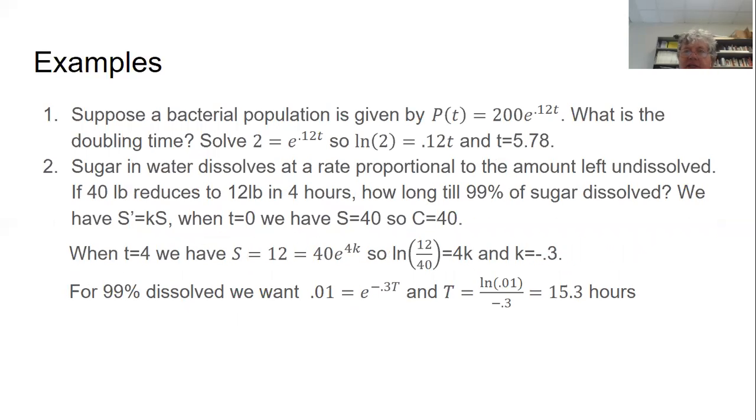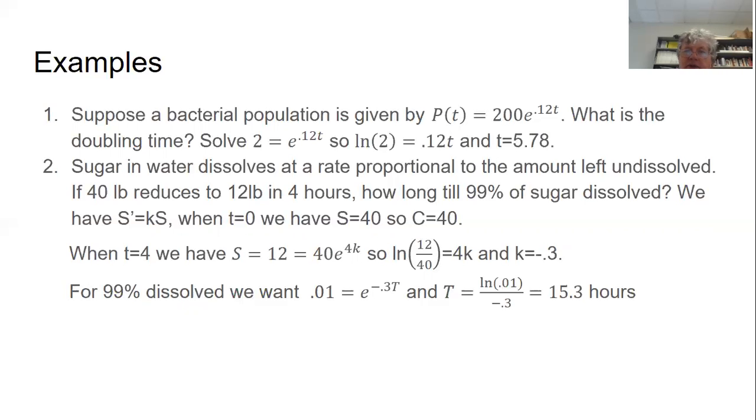But sometimes you actually need to take logs. So suppose you have a bacterial population and the population is given by 200 times e to the 0.12t. What is the doubling time? Well, our equation to solve is 2 equals e to the 0.12t. Taking logs, we have ln of 2 equals 0.12t. So t is ln of 2 divided by 0.12. And on your calculator, that turns out to be 5.78.